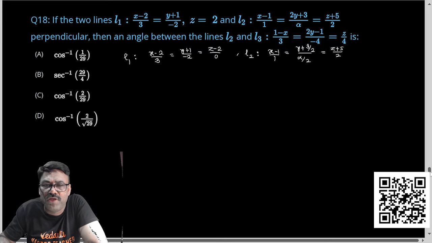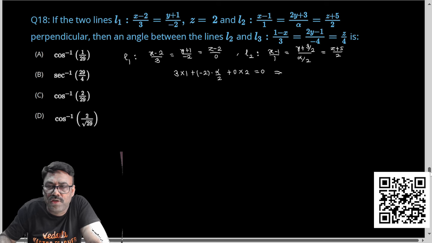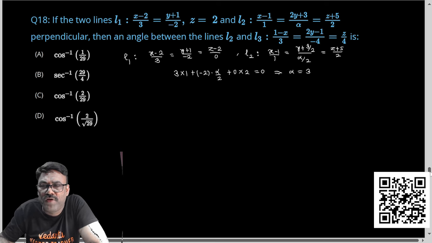Now it is given that L1 and L2 are perpendicular lines. So you can write 3 into 1, minus 2 into alpha by 2, and then 0 into 2. That should be 0. So this gives you alpha is equal to 3. Now I have to find the angle between L2 and L3. So let's say the angle is theta.